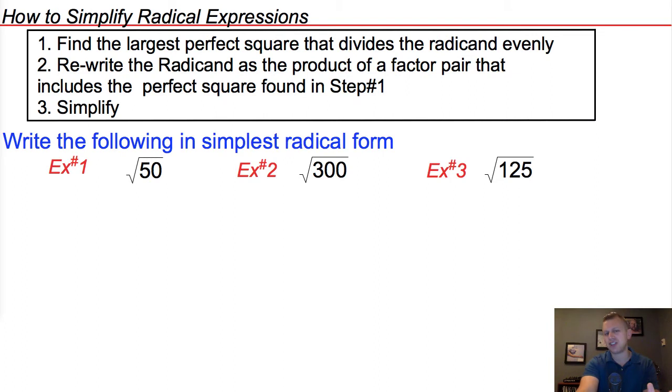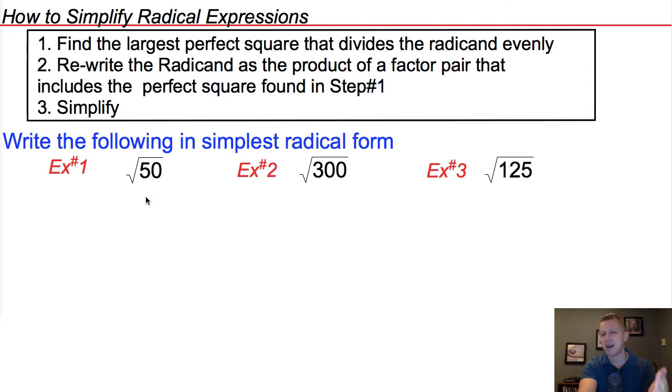So in this next section of the video, I'm going to explain how to simplify radical expressions, and that's really going to be the main idea behind this video. So here's how you simplify a radical expression. First, you need to find the largest perfect square that divides the radicand, or the piece underneath the radical sign, evenly. After you've done that, you want to rewrite the radicand as a product of a factor pair that includes the perfect square found in step 1. Now that sounds really difficult, but it's not, and you'll see that. And the last part is just to simplify the perfect square. So here are 3 examples I'll do with you before we practice.